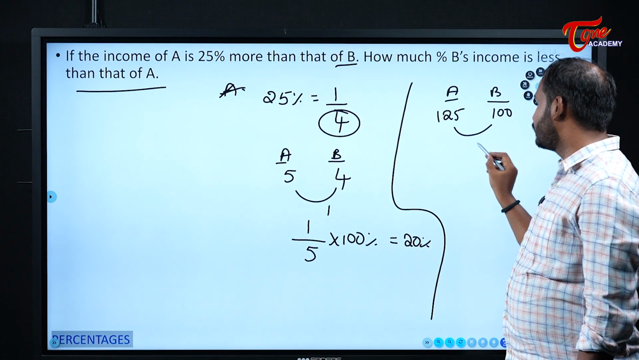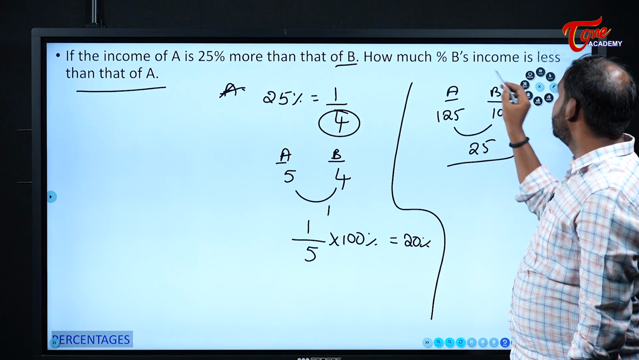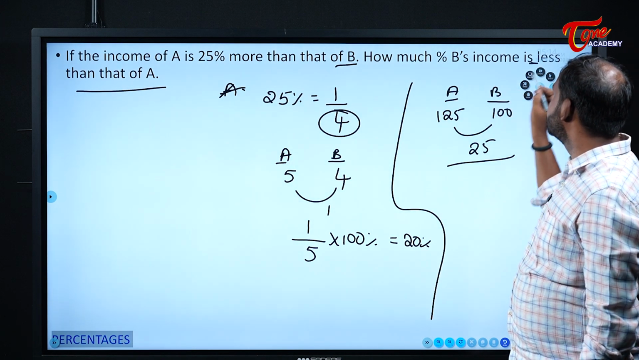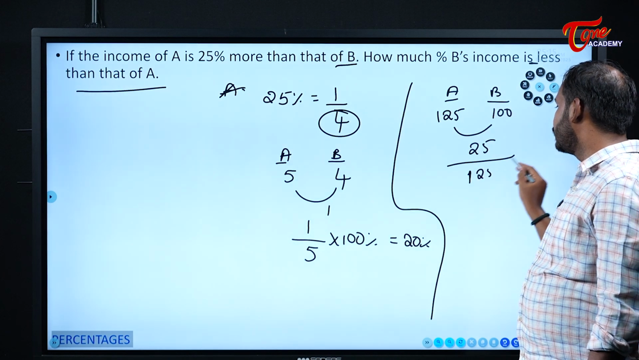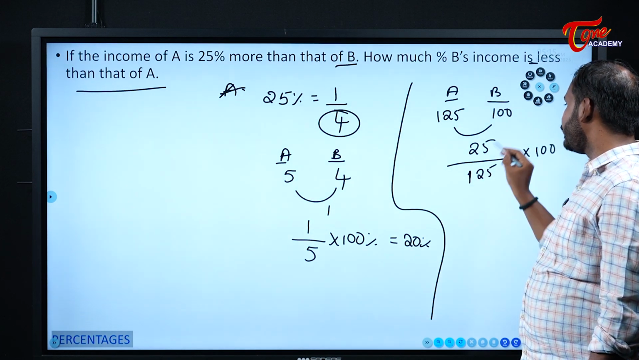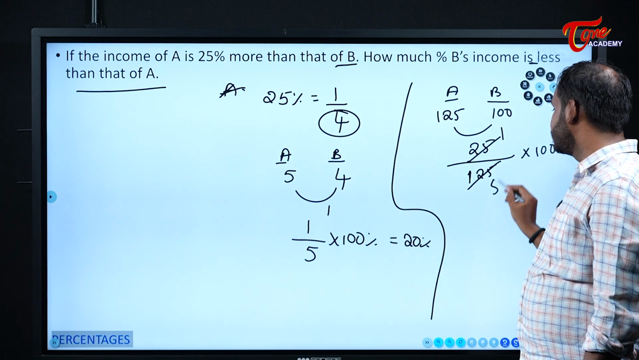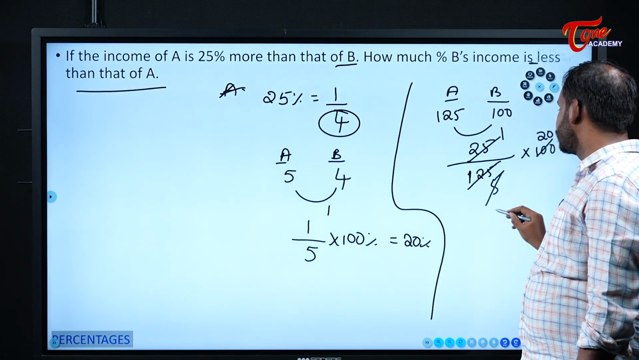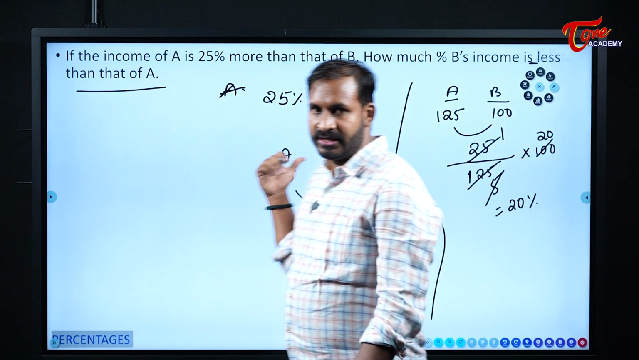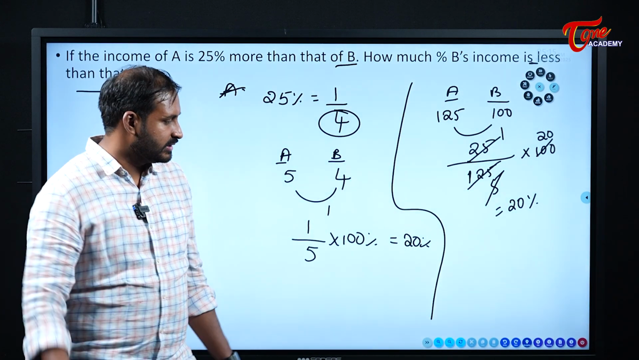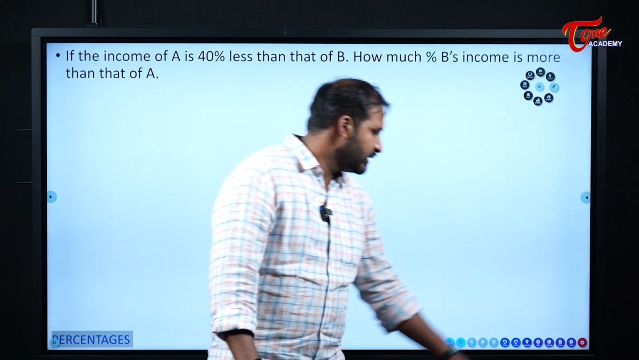So what is the difference here? 25. What you need to find? Less, right? Less means, I already told you, you need to take the more value here. That is 125 into 100. 25 ones, 25 fives, 5 ones, 5 20s. So what you get here? 20%. You can follow this method or that method. It is up to you. Both the methods are simple to get the answer.